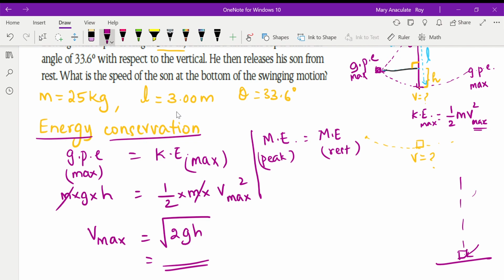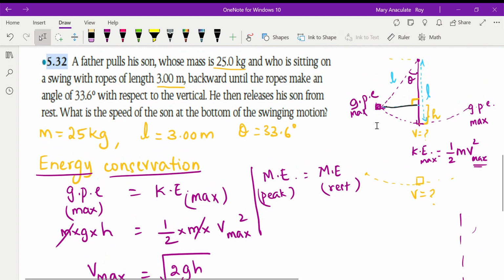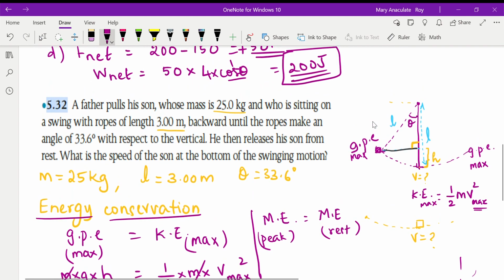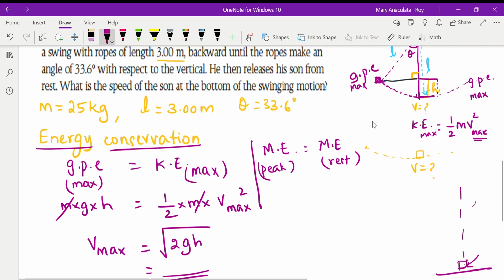Now, do we have all these values in the question? We know g is 9.81, but what about the height? That's the tricky part here to calculate. So the vertical height, I've already drawn in the picture. It might be a little confusing, so I'll draw it again. The vertical height that the object is displaced when it is reaching this particular position is this part that is marked as h. So I need to calculate this height. Okay, so how do I calculate that?